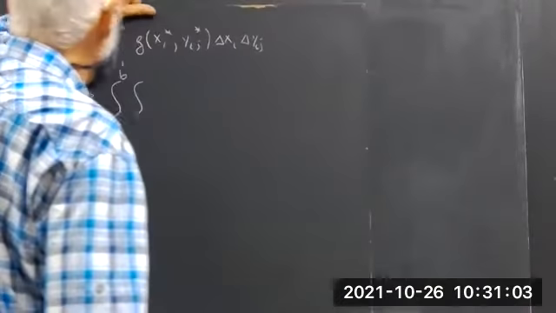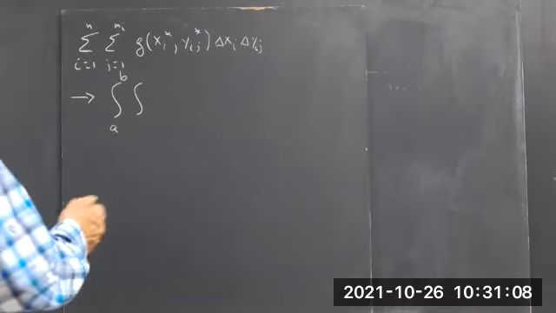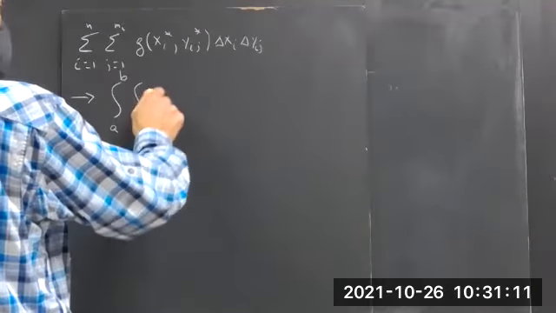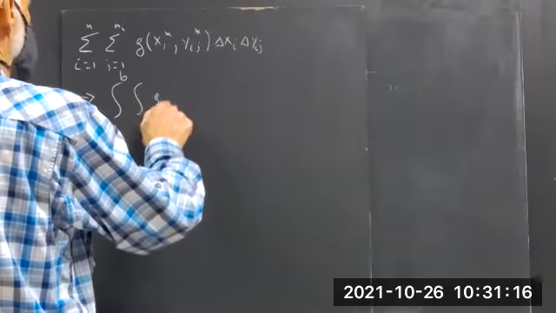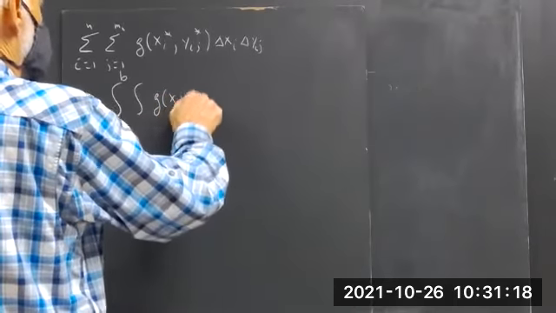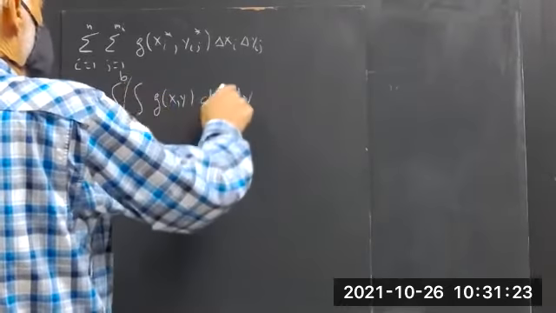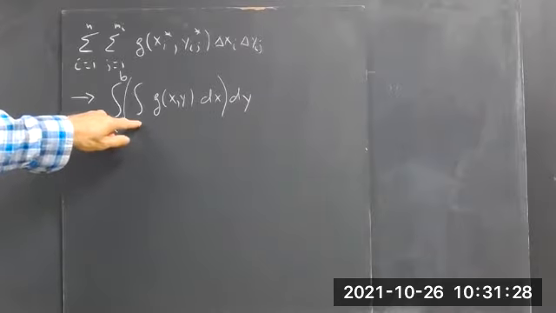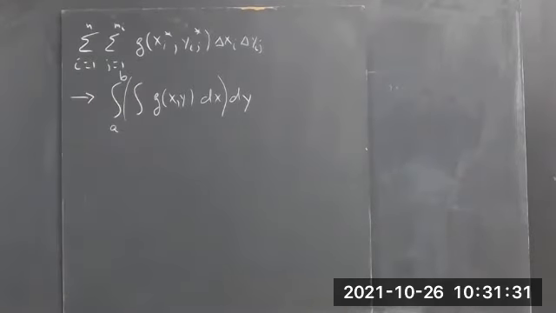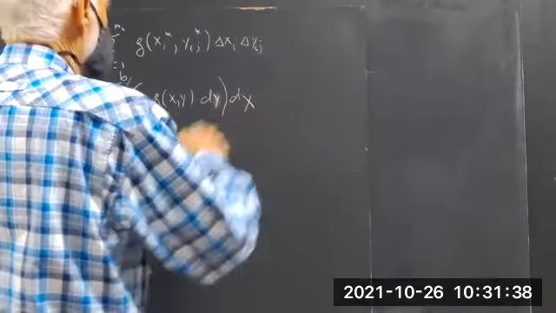Now this sum, using standard technique, goes from A to B, and we're going to be integrating g of x, y with respect to x and with respect to y. I don't yet have limits here. What are the limits? Integrating with respect to y and then with respect to x.